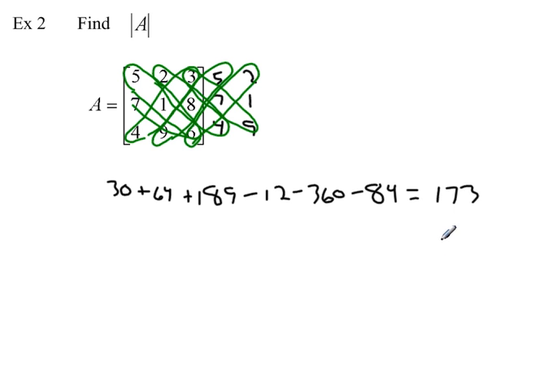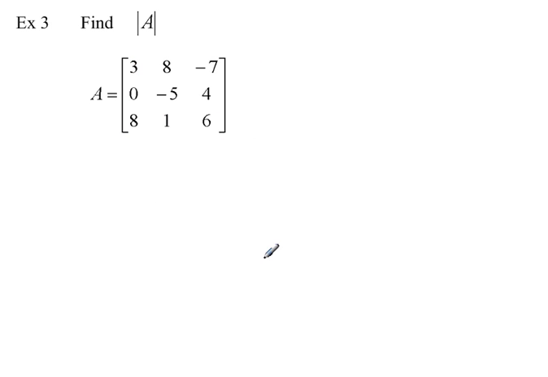Now this method here only works for 3 by 3 matrices. So if you get a bigger matrix, you cannot use this adding the column method, or any other size matrix, but it works for 3 by 3 matrices. Let's talk about another method that actually works for all matrices. So we're asked to find the determinant of this matrix A. So here's what we do for that.